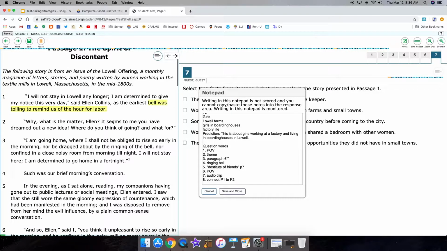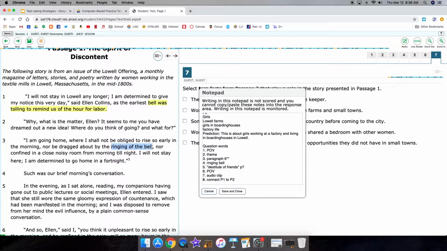Why? What is the matter, Ellen? It seems to me you have dreamed out a new idea. Where do you think you're going, and what for? I am going home, where I shall not be obliged to rise so early in the morning, nor be dragged about by the ringing of the bell, nor confined in a closed, noisy room from morning to night. I will not stay here. I am determined to go home in a fortnight.